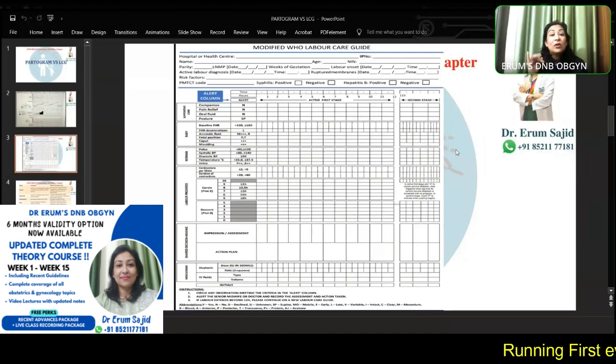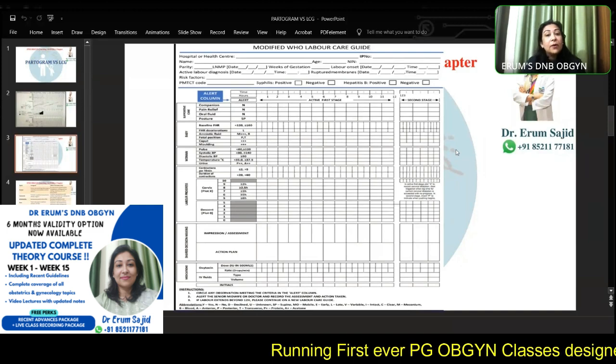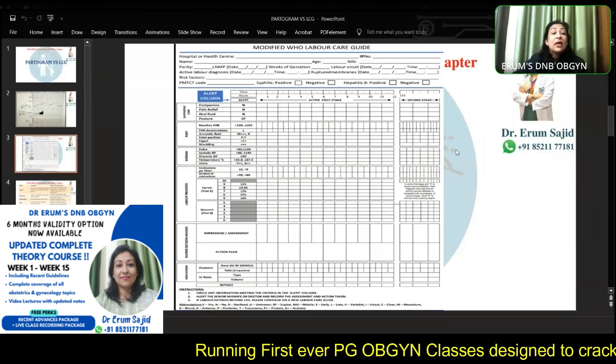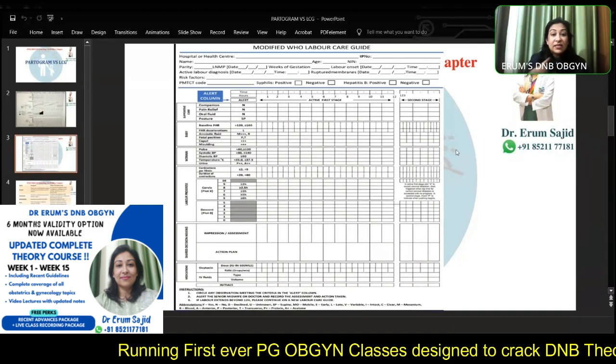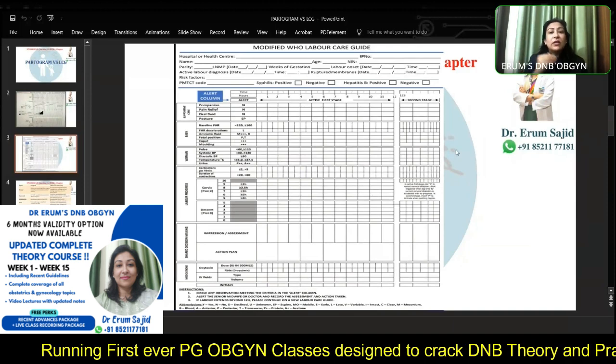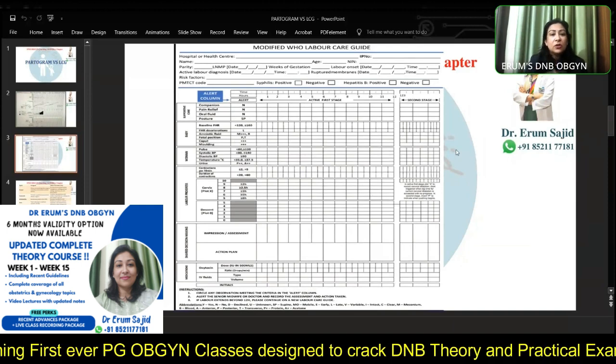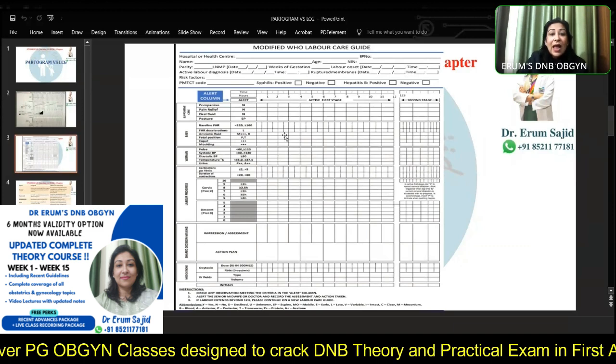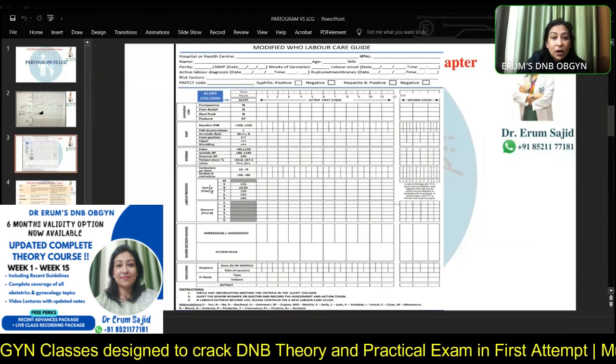Everything is there. The IP number, name, and everything is fine. But what is her parity? How gravida is she? What are the weeks of gestation? When did her labor start? When did she go into active labor? And whether she ruptured her membranes, and when did she rupture the membranes? Everything is written down. And of course, a few of her tests, whether she's HIV positive, HBV positive, and all that.